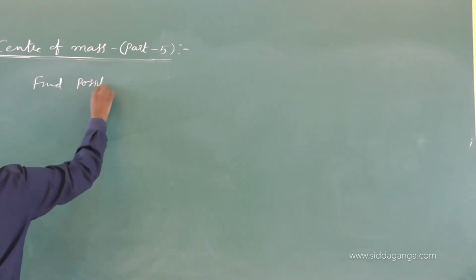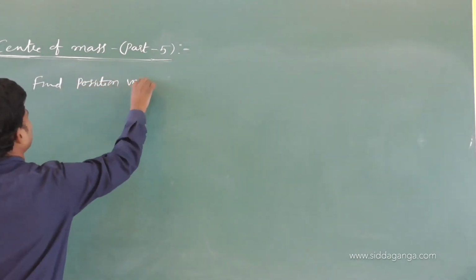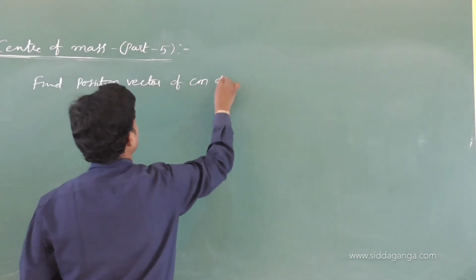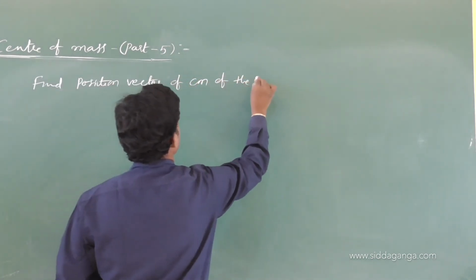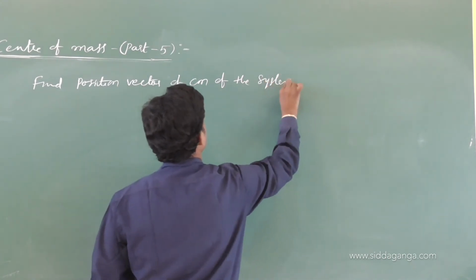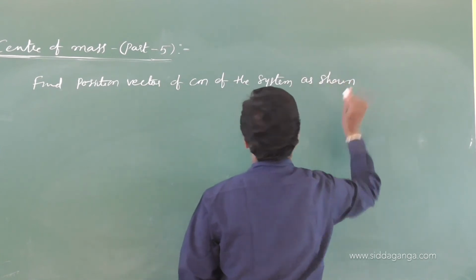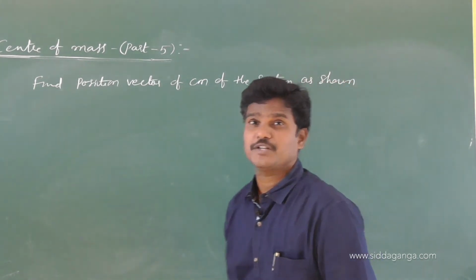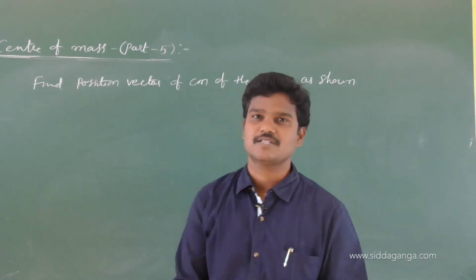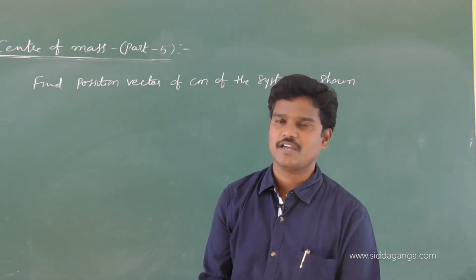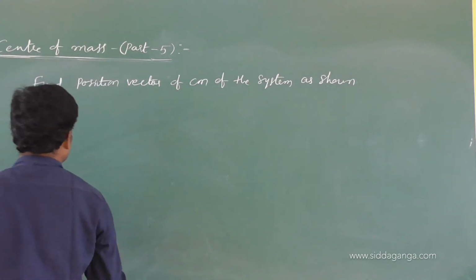Find the position vector of center of mass of the system as shown. I will give the diagram. You try to find the position vector of center of mass, nothing but R_CM bar. R_CM bar is nothing but X_CM i cap plus Y_CM j cap. So the diagram is given like this.